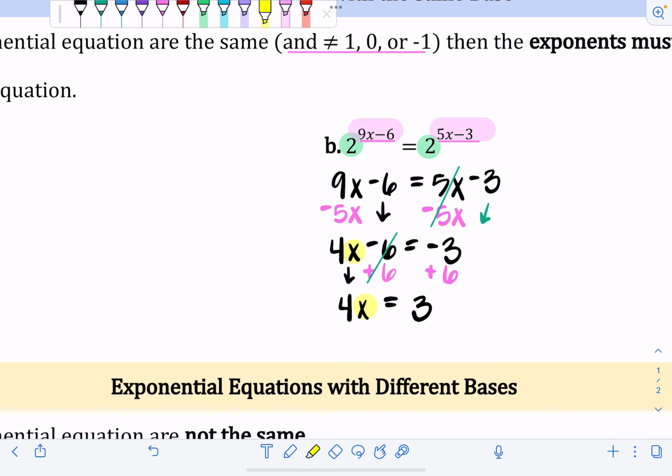My goal is still to get x by itself. That 4 is being multiplied by the x, so to cancel out multiplying by 4, I would divide both sides by 4. 4 divided by 4, those wipe each other out, so we're just left with x. And then we have 3 divided by 4, but we can't divide it and get a whole number, so I'm just going to leave it in fraction form. So it'll be x equals 3/4.